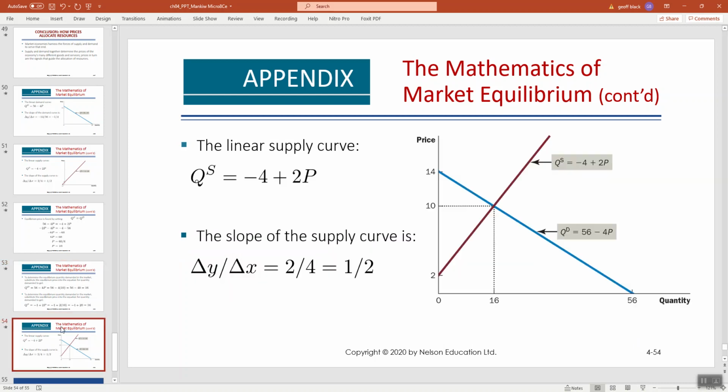Okay, so what you just solved for is this point here. We have an equilibrium price of 10 and an equilibrium quantity of 16. And that's all derived from this market supply and market demand curve. Okay, so I will give you these curves, but I just want you to know where they come from.